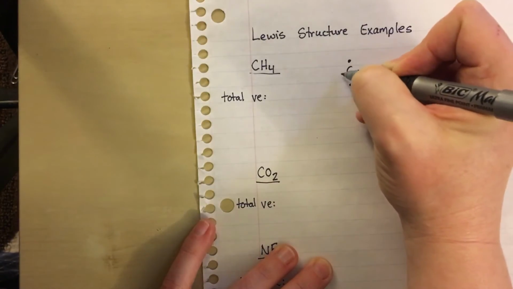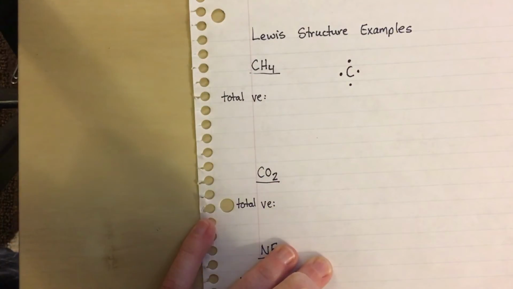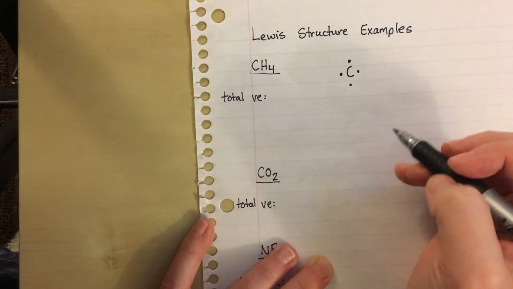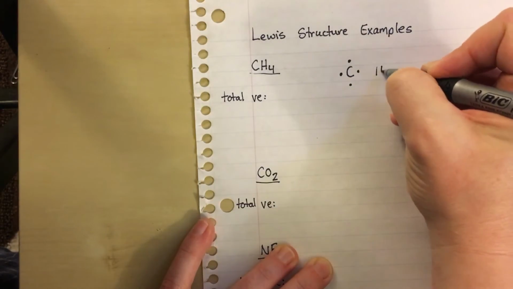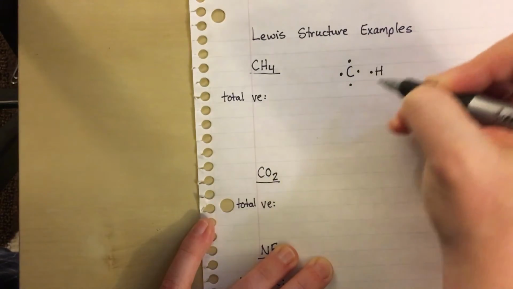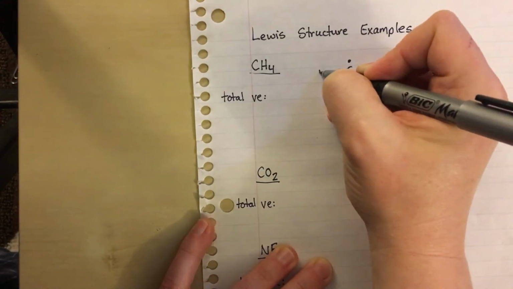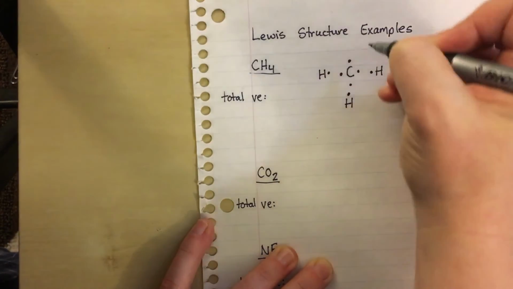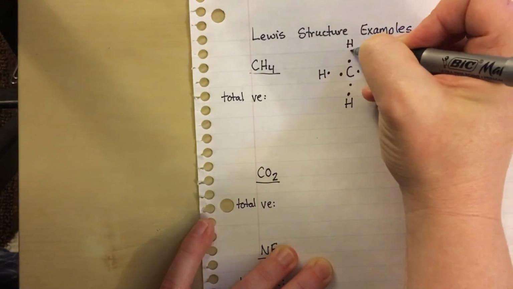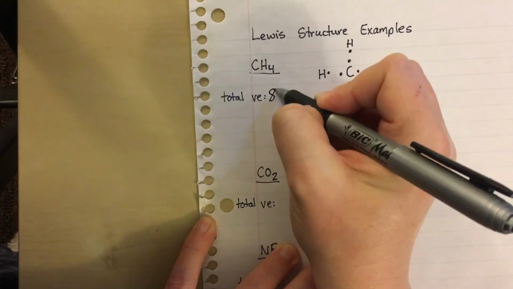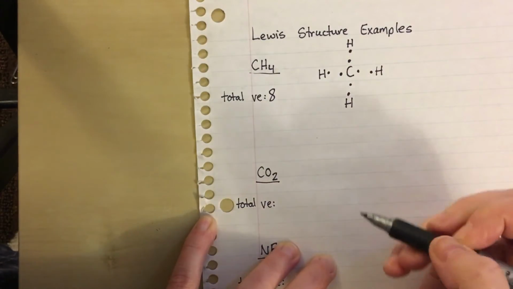I have 1 carbon atom. It has 4 valence electrons. Because it has 4 unpaired electrons, I'm going to put it in the middle of my structure since it can make the most bonds. I then have 4 hydrogens. And each hydrogen, since it has 1 single electron, can make 1 bond. So I'm going to surround the carbon atom with 4 hydrogens. In total, I have 8 valence electrons, which is how many I should have at the very end.